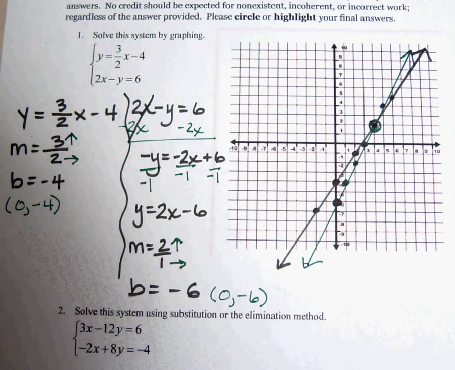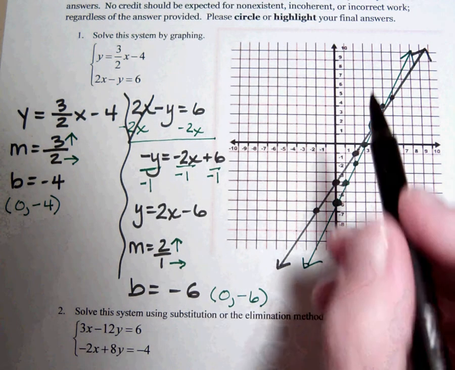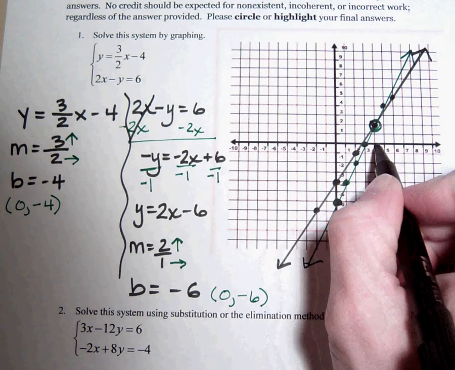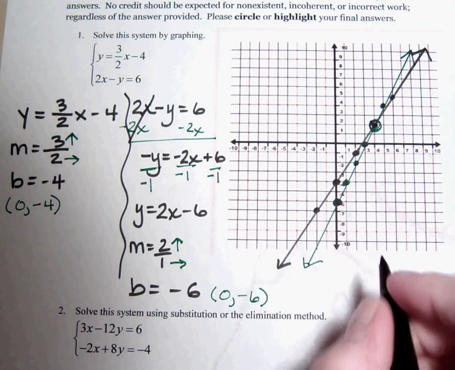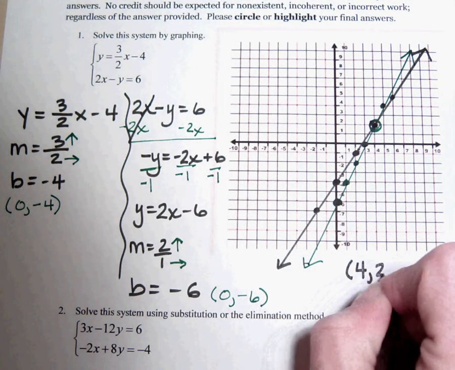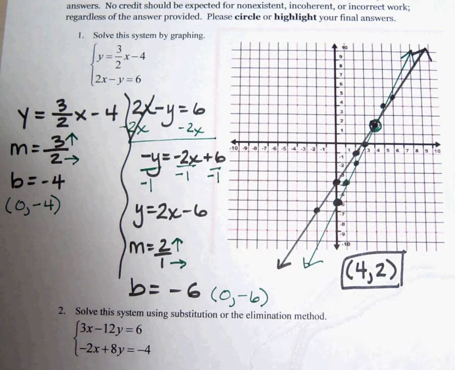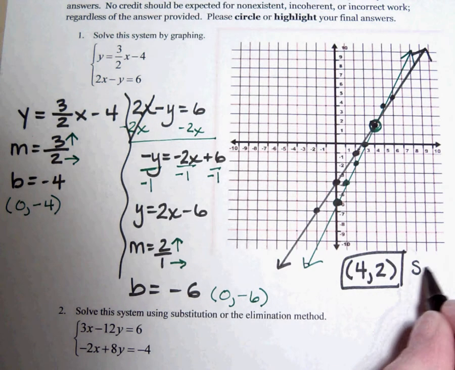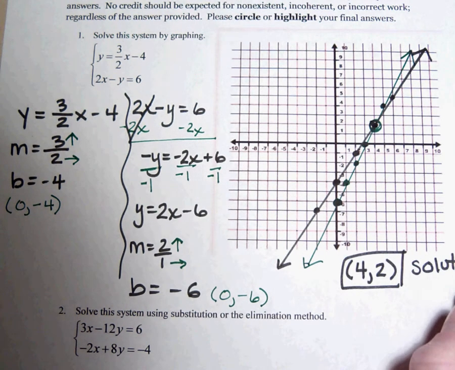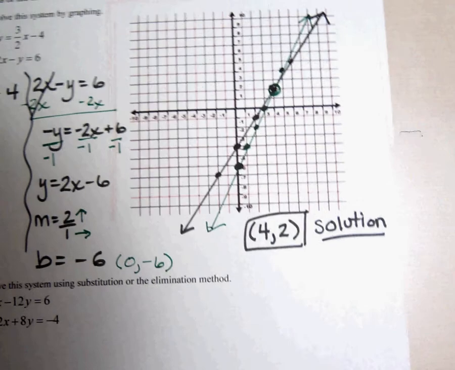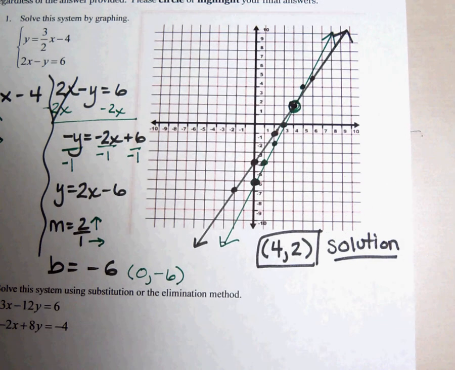Now I still need to make sure that I write the ordered pair of the solution. So we are 4 units to the right of the origin and 2 units up. So our solution is the ordered pair 4, 2. Make sure that you include that as part of your answer, because your answer isn't just the graph. Your answer is the ordered pair, which is the solution.